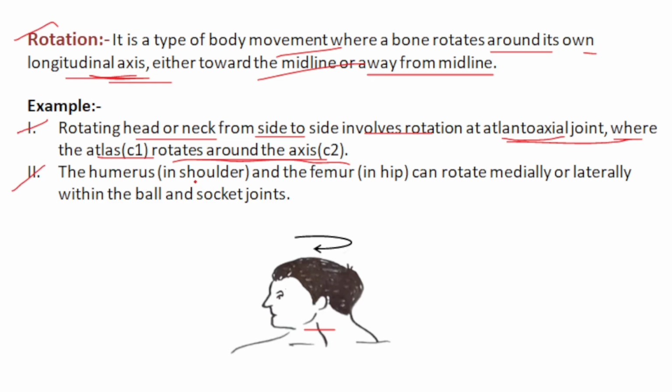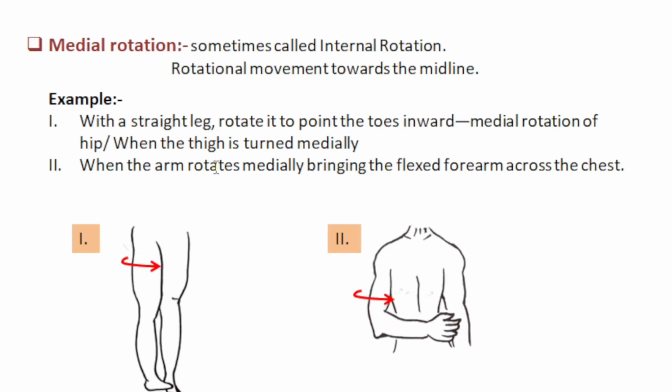Then the second example is the humerus in the shoulder and the femur in the hips, which can rotate medially or laterally within the ball and socket joint. Then rotation can be divided into two types, medial rotation and lateral rotation. First, medial rotation. It is sometimes called internal rotation. The rotational movement towards the midline is called medial rotation. For example, with a straight leg, rotating it to point the toe inward is called medial rotation of the hips.